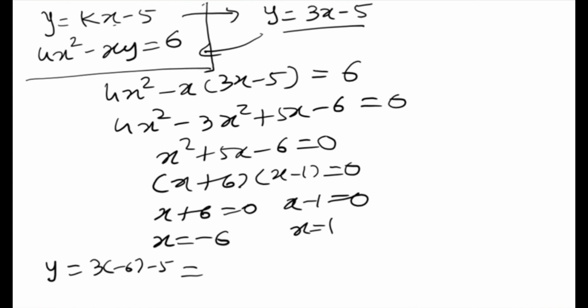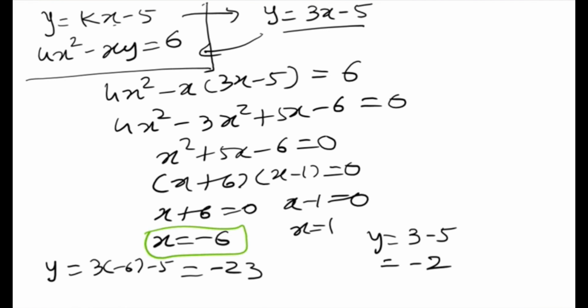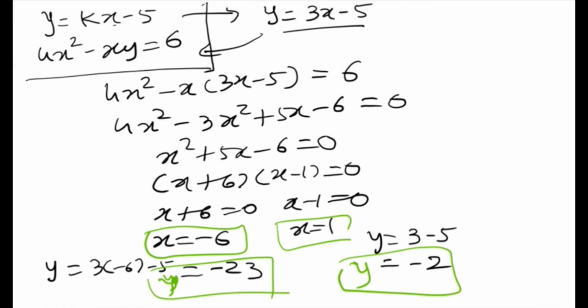If you put it in the calculator, that will give you minus 23. And if you substitute 1, y is equal to 3 minus 5, that will give you minus 2. So we will get x is equal to minus 6 and y is equal to minus 23. x is equal to 1 and y is equal to minus 2.